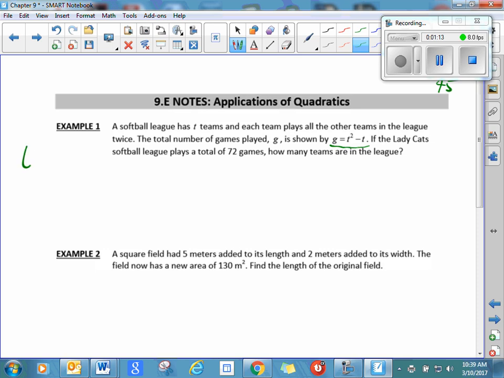So in this case, T is equal to the number of teams that are playing in this league, and G stands for the number of games they play. So that's good, because T and T and G, we can get that figured out. So the formula is the number of games equals the number of teams squared minus the number of teams. And they're saying, okay, we're playing a total of 72 games. How many teams are there? So we're going to solve for T is the basic idea here, if we plug in 72 for G.